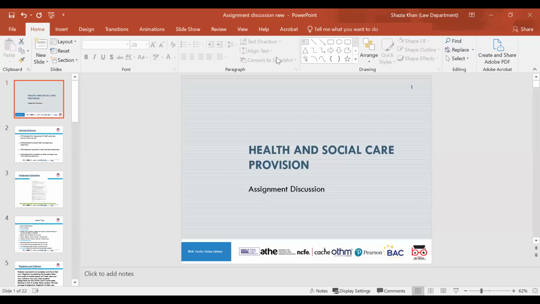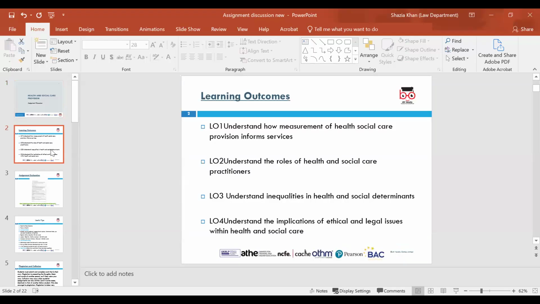Okay, so can you all see these slides now? Health and social care provision. This is the assignment discussion. There may be some repetition, but we'll go through it, okay? So the learning outcomes for this unit are: learning outcome 1, which we've gone through briefly with you, is to understand how measurement of health and social care provision informs services. Learning outcome 2 is to understand the roles of health and social care practitioners. Learning outcome 3 is to understand inequalities in health and social care determinants. And learning outcome 4 is to understand the implications of ethical and legal issues within health and social care.